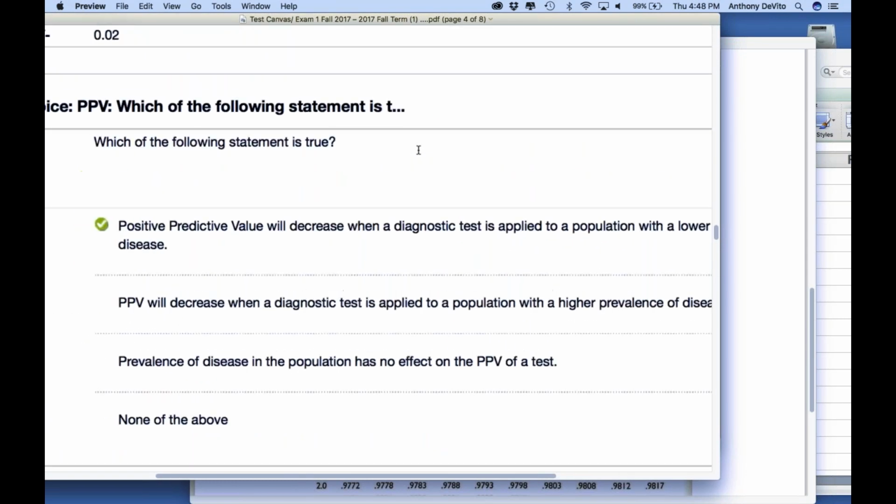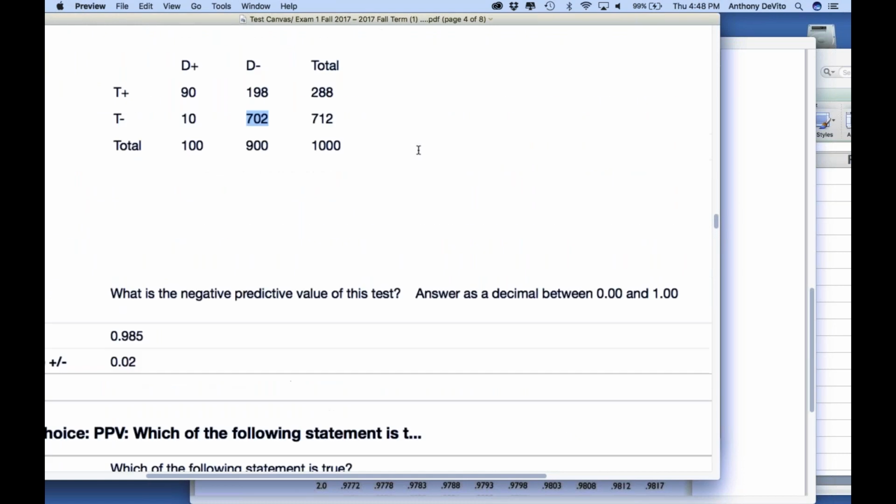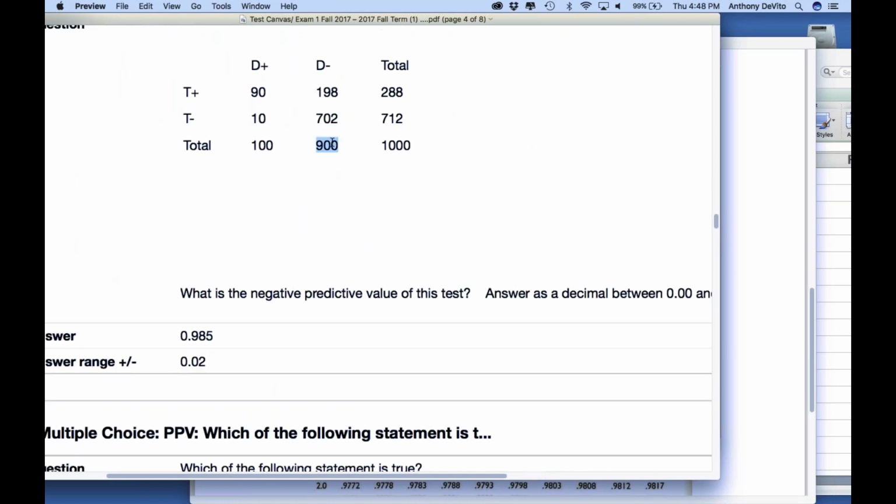Why does that happen? If I go back up to this table here, 900 people didn't have the disease, 100 people did. Now, if that were 9,000 people that didn't have the disease and 100 people that did have the disease, well, we have so many more people that are going to test false positive than if it were a population where the prevalence was very high. So we have a lot more people that don't have the disease that we can incorrectly identify as positive. So the positive predictive value goes down when the prevalence is low.